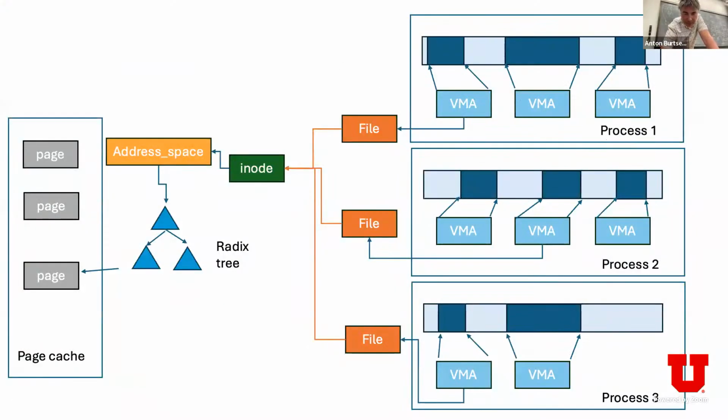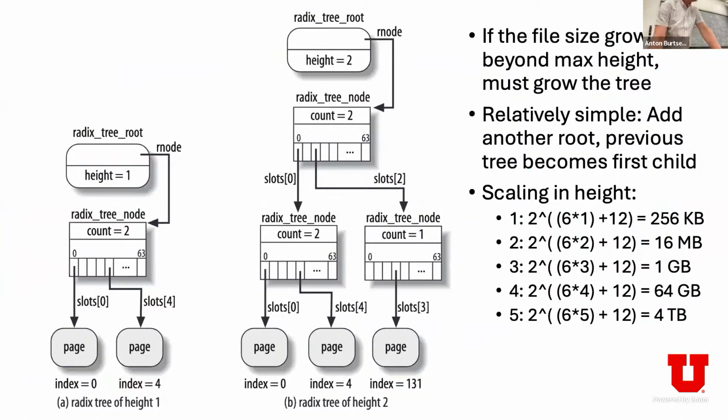Then the radix tree, I was explaining the radix tree. What I wanted to highlight here is these sizes. The radix here has 64 entries. If it's height 1, like here, then you can cover a file of up to 256 kilobytes. If the file grows beyond that, you will upgrade to 2 levels of radix tree.